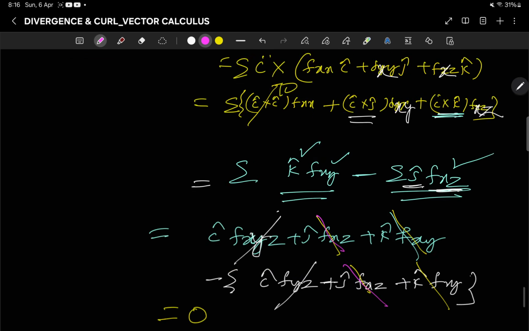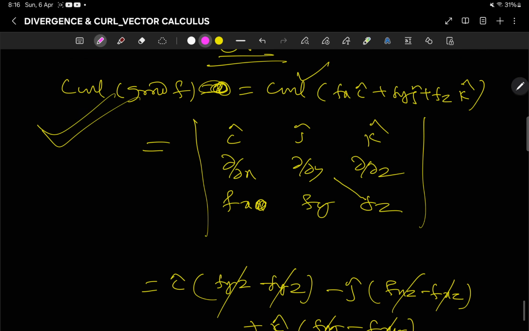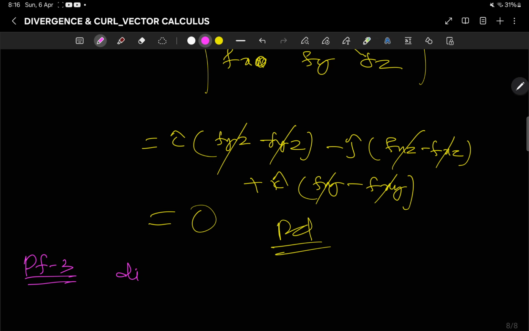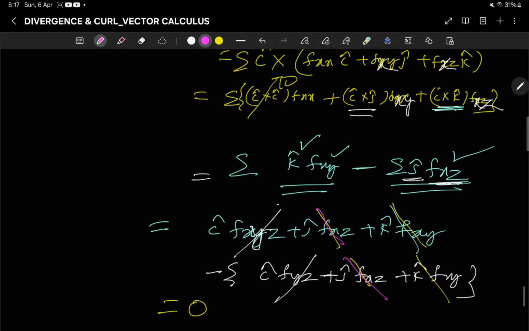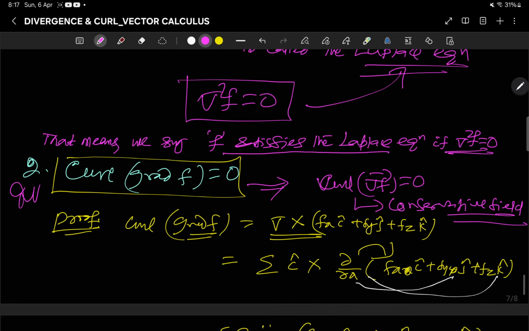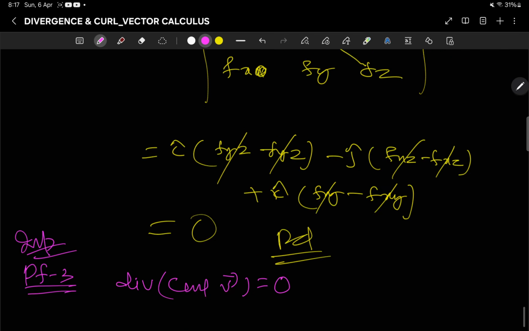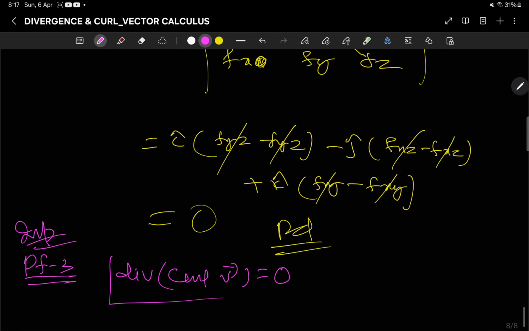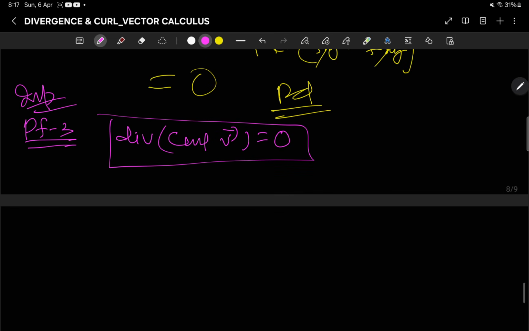Right, conservative field. Now similarly, div of curl v is equal to 0. This is another important property, and curl of grad f is equal to 0, another important property. So coming to this div of curl f is equal to 0, let us prove it.